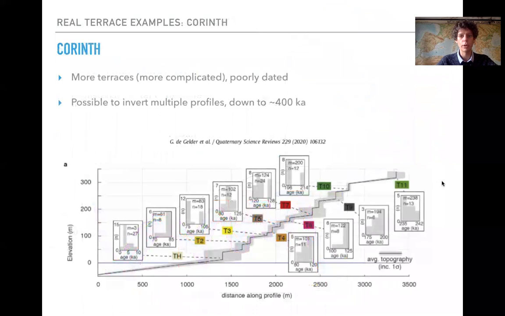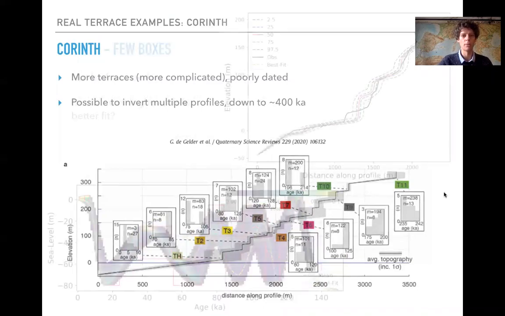So then we move to the Gulf of Corinth, where there's also well-known marine terrace sequences. This one is poorly dated though, but with the advantage that there are several uplift rates along these coastlines. So yeah, there's this possibility to make this joint inversion of multiple profiles.